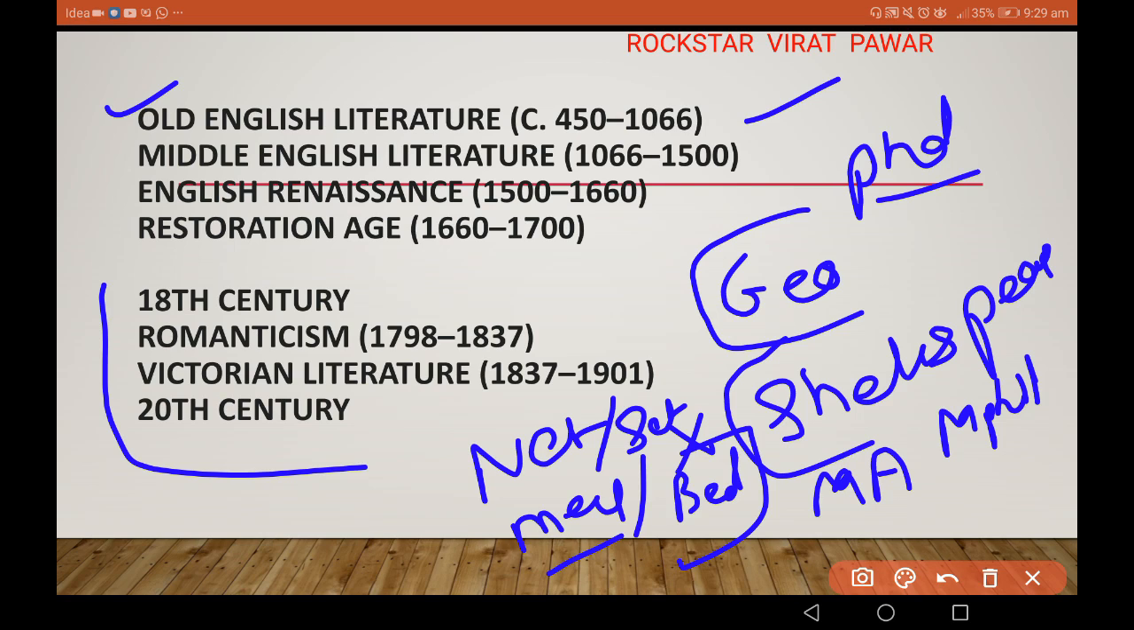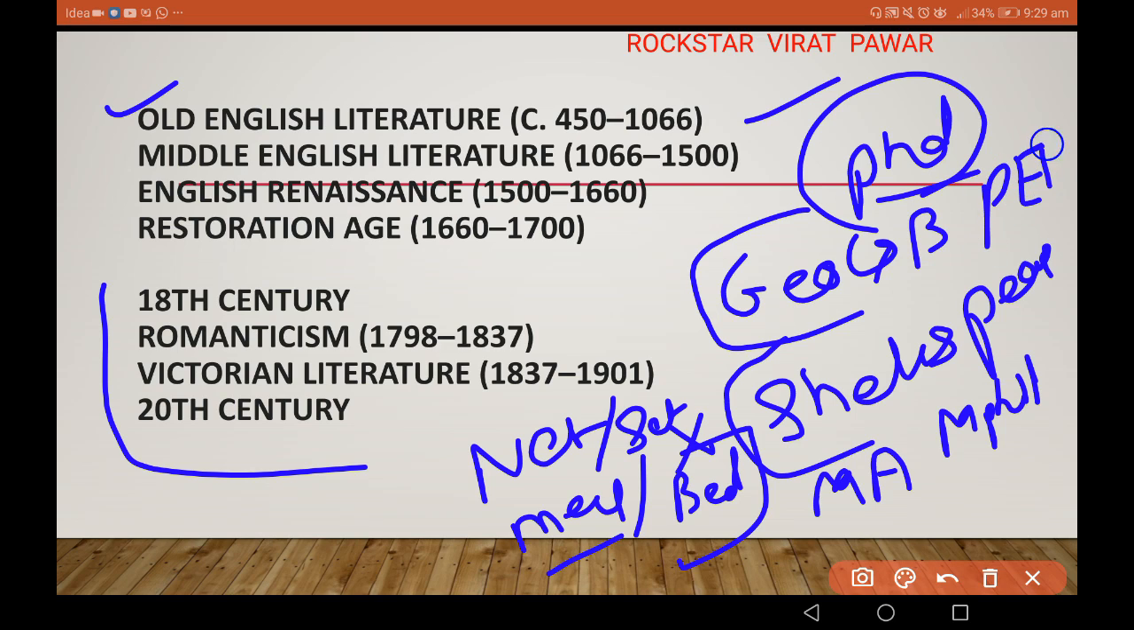And we are studying for NET SET. For PhD you have to prepare for the PET exam also. If you are already qualified in NET SET, then you don't have to give the PET exam, but if you have not qualified the NET SET exam, then you have to give the PET exam. For the PET exam also you have to study these topics.